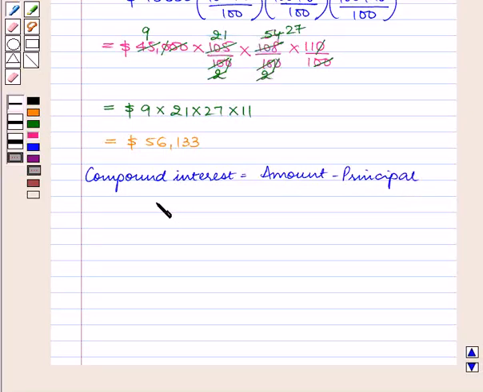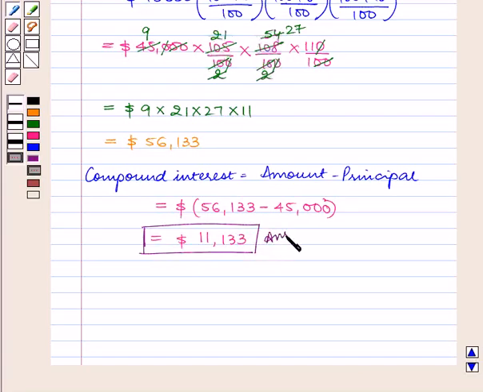As we know, compound interest is equal to amount minus original principal. Therefore, here compound interest is equal to 56,133 minus 45,000, which is equal to $11,133. So, compound interest is equal to $11,133, which is our answer.